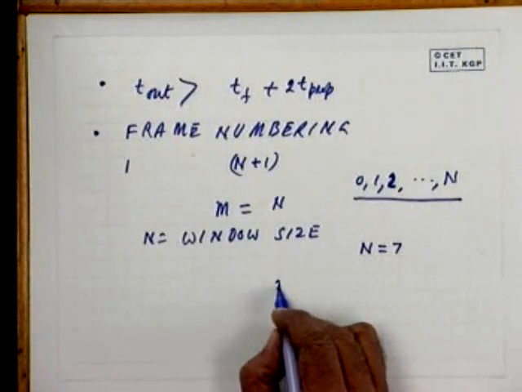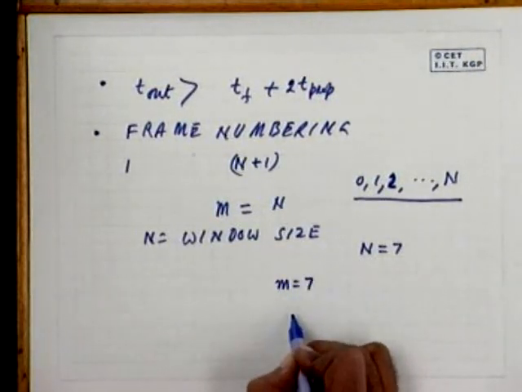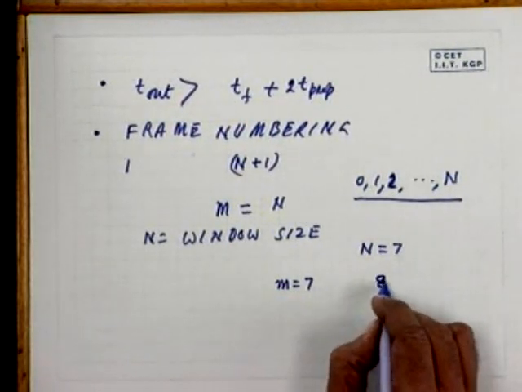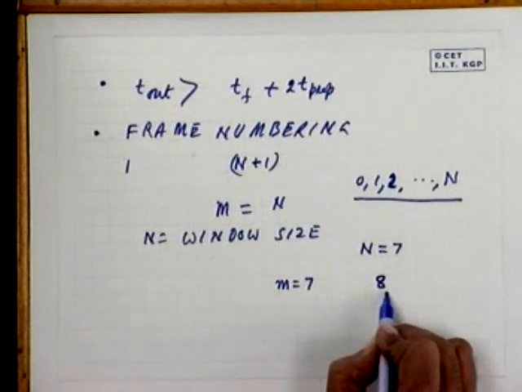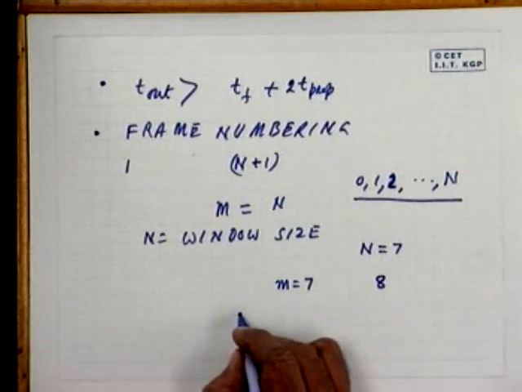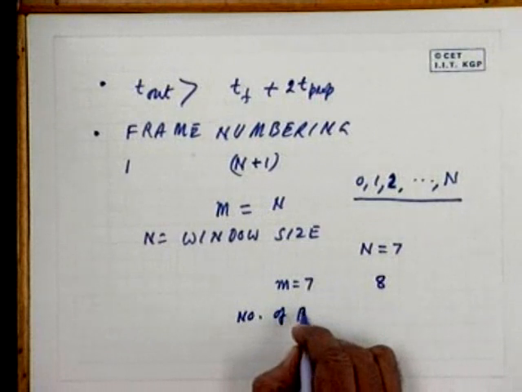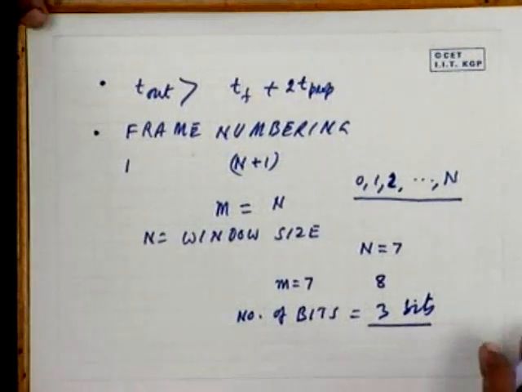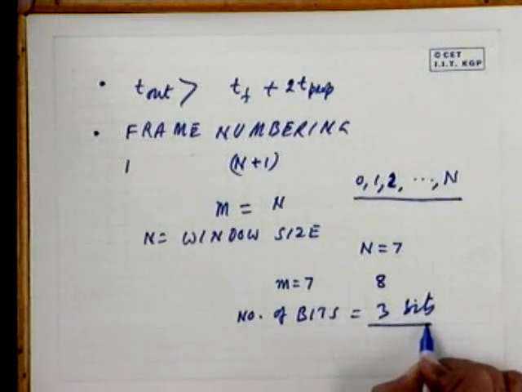Then n is equal to 7 and the total number of frames is 8. The frame numbers are 0, 1, 2, 3, 4, 5 up to 7. And the number of bits required to represent the frame number is equal to 3. So with a window size of 7 for the transmitter, or n equal to 7, the number of bits required to represent the frame number is 3 bits.